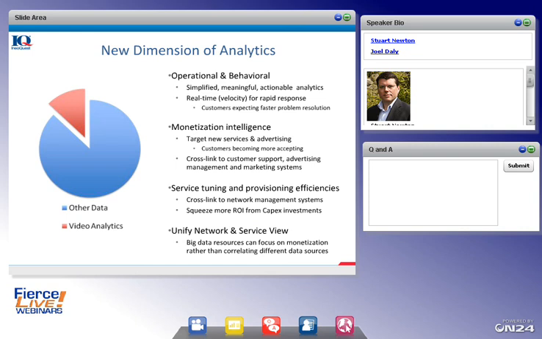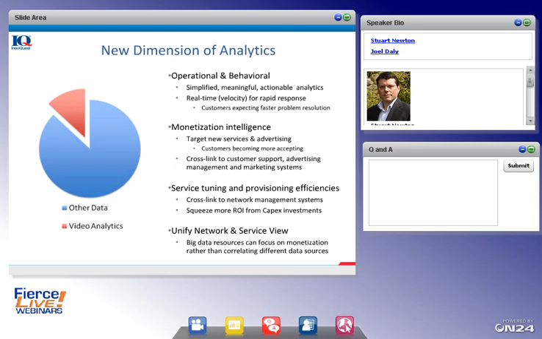Monetization intelligence is becoming very, very important. If you want to target new services and advertising, you need to have that intelligence as to what's going on. There are two aspects on the advertising. If I know which content my customers are consuming at which times of the day, and what content is being watched the most, then you can start time slicing the slots during the day to charge more for advertising during those slots.